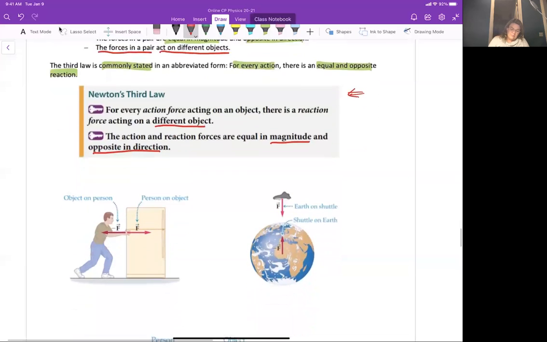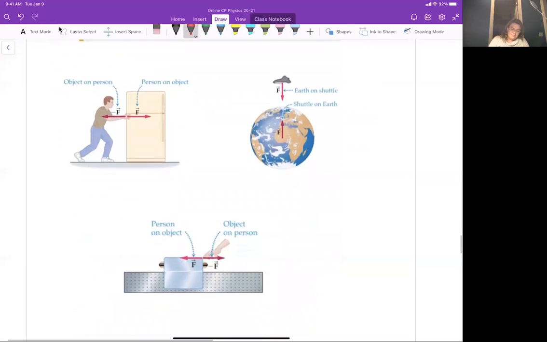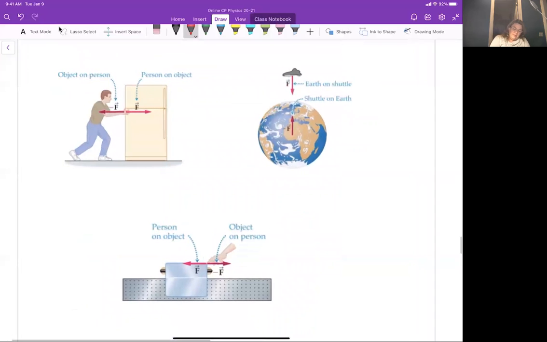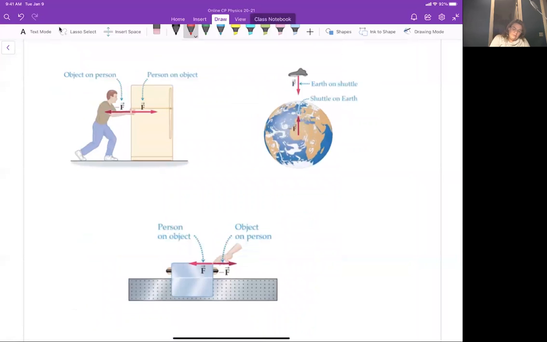So let's look at some examples. This is a picture of a person who is pushing on the refrigerator, and this is their force. This guy is putting a force on that fridge to the right. Well, at the exact same time he's pushing on the fridge, the fridge is pushing on him. So the fridge pushes on the person.